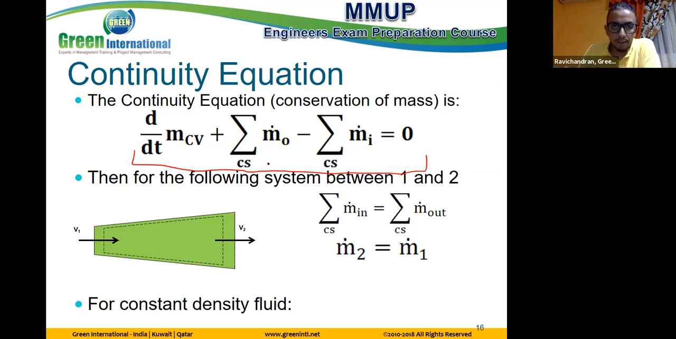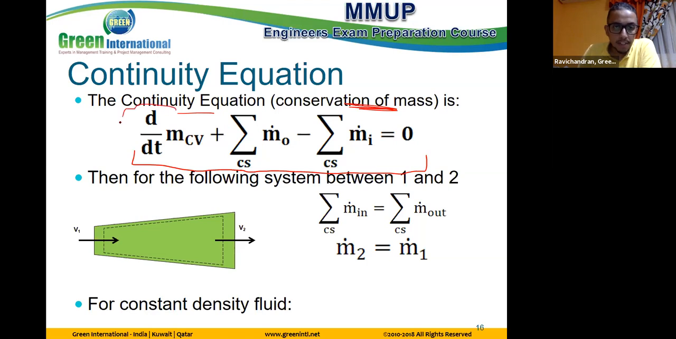General equation of continuity. Before we start the equation, what's the definition of the continuity equation? Continuity equation is conservation of mass. What he mentioned here: d by dt of the mass in the control volume plus the sum of m dot out minus the sum of m dot in is equal to 0.